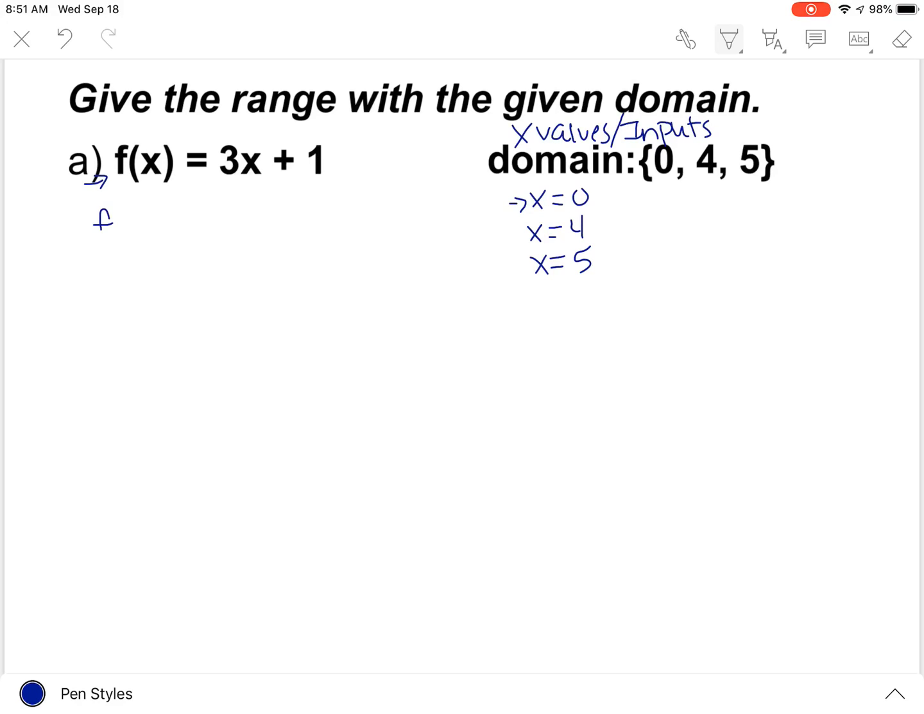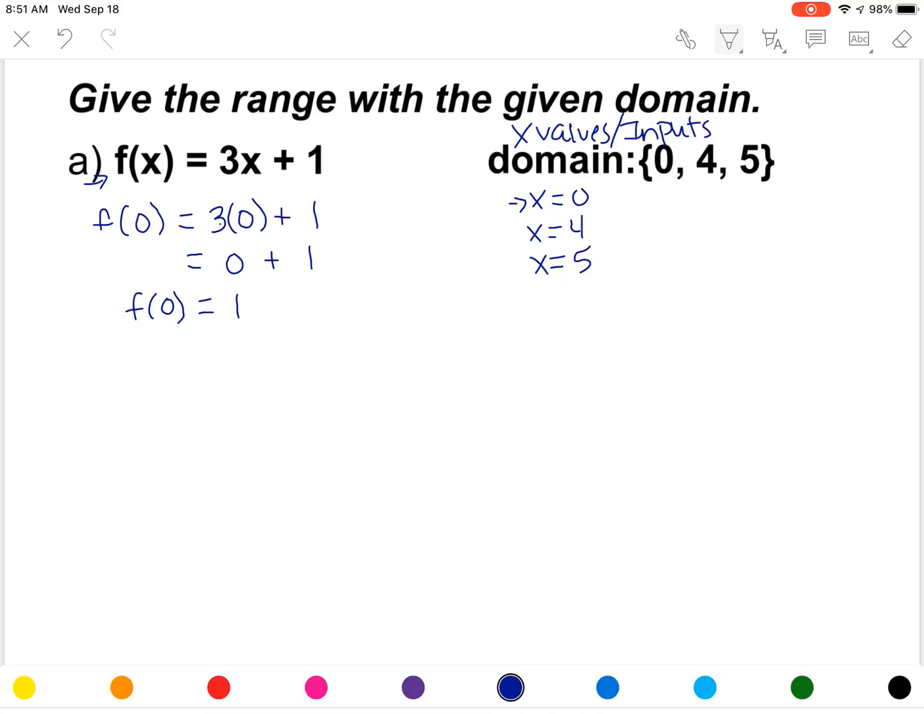So instead of f of x, we want to figure out what happens at f of 0, or in other words, when x is 0. So notice how I rewrote my function exactly. I just have my value for x instead of the letter x. And now we just solve. Well, 3 times 0 is just 0. 0 plus 1 equals 1. So f of 0 is 1.